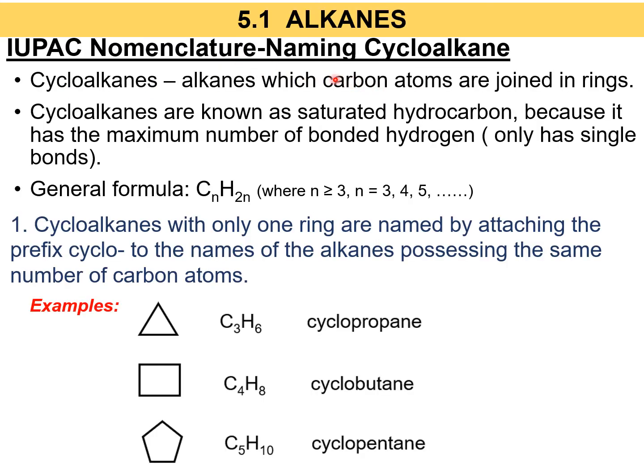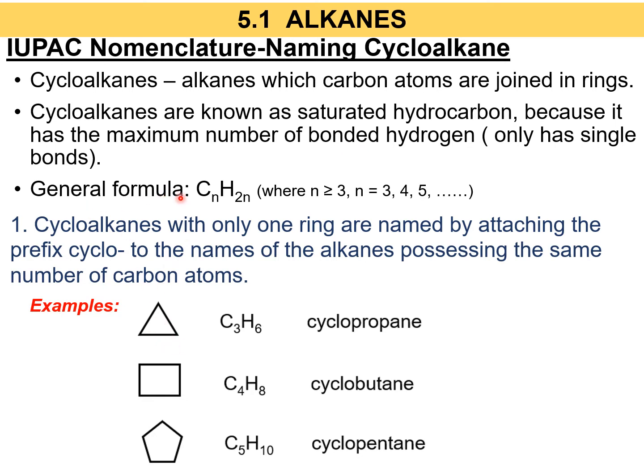Okay, next, how do you name cycloalkanes according to the IUPAC nomenclature? Cycloalkanes are alkanes where the carbon atoms are joined in rings. So you will get polygon shapes like triangle, square, pentagon. All of these are cycloalkanes, basically alkanes in cyclic structure. And they are saturated hydrocarbons because obviously they are alkanes, all carbon-carbon single bonds, and they have the maximum number of bonded hydrogen at each of the carbon atoms.